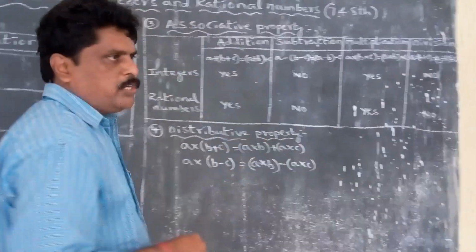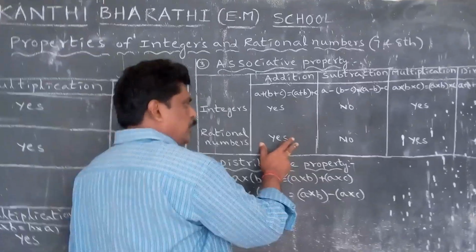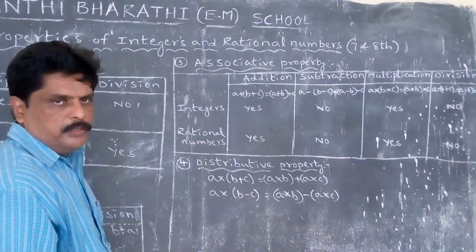I have to check the associative property for rational numbers. The associative property exists in addition and multiplication, and does not exist in subtraction and division.